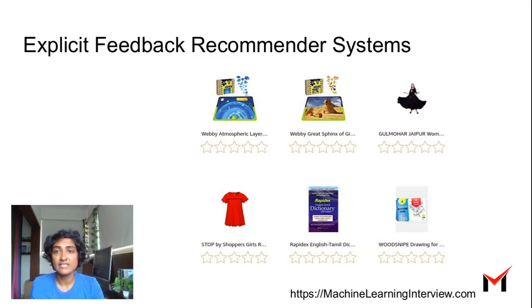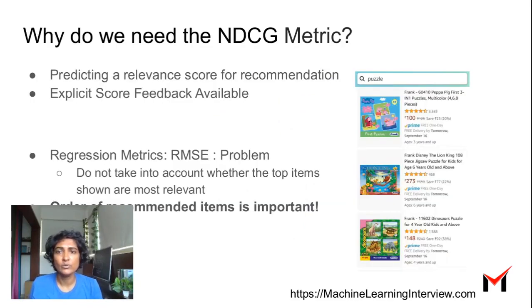So when the user gives explicit feedback, you can actually do a little more than just look at whether an item is relevant or not. One of the simplest metrics you can use is a regression metric, like RMSE, the root mean square error, which is seeing how different the relevance given by the user is from the relevance that you predicted based on which you showed the items. But the problem is simple metrics like RMSE do not take into account the ordering of the items. So the NDCG metric is something that considers the ordering of the items.